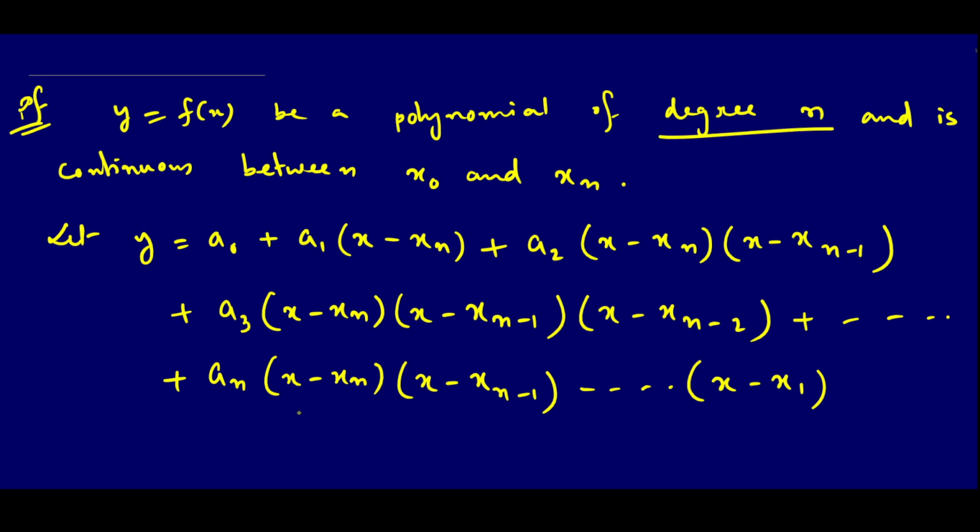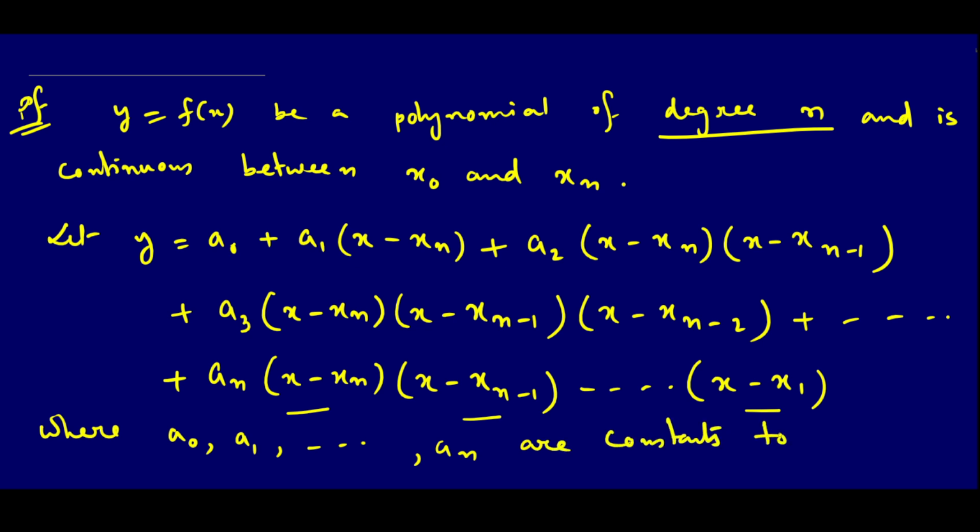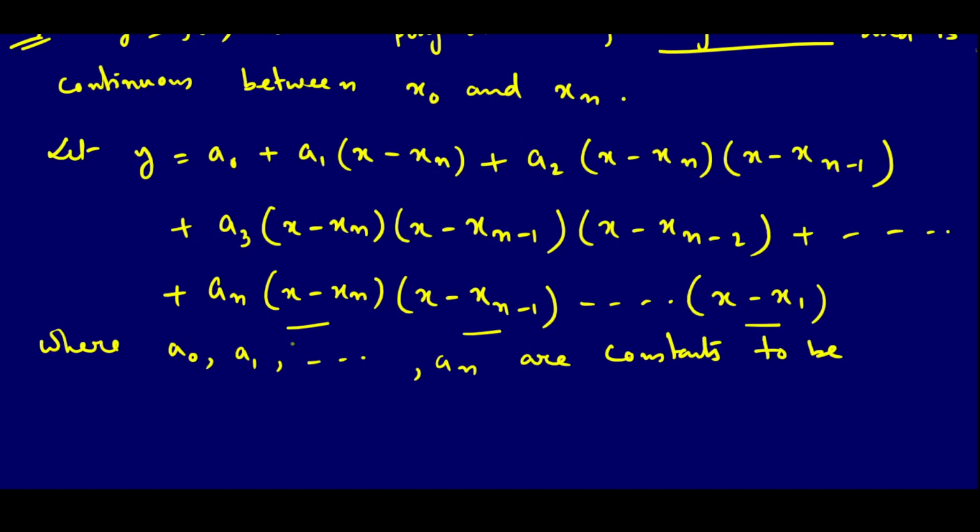How is it a polynomial of degree n? Since there are n factors, if you multiply all the factors, the highest power will be x to the power n. That's why it is called a polynomial of degree n. What about a0, a1 up to an? They are constants to be determined, constants that we have to find.